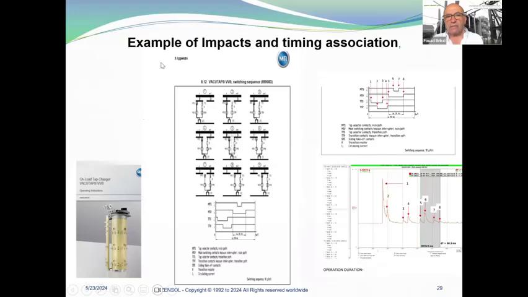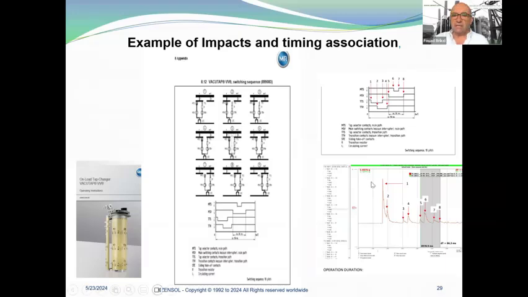Here, this is the harder pass. It's an example of impacts and timing association. So here you have the vibroacoustic, the zoom of the impact, and this one is associated to the timing transition of the diverter switch. So this association is generally hard, and it's why we have developed the impact association with the dynamic resistance measurement.